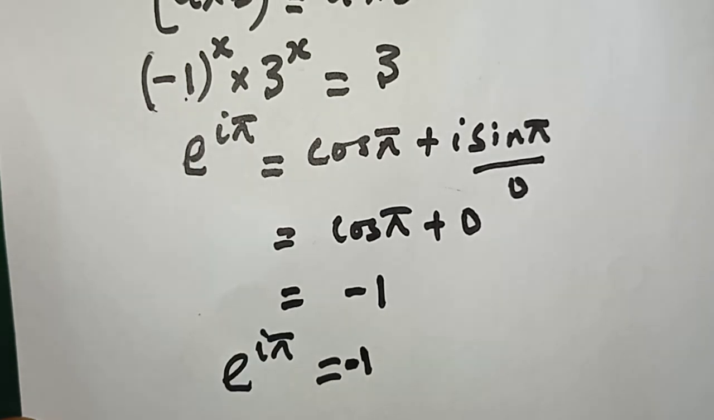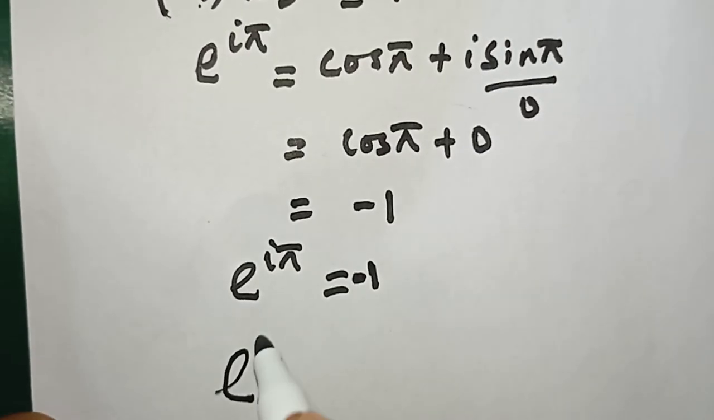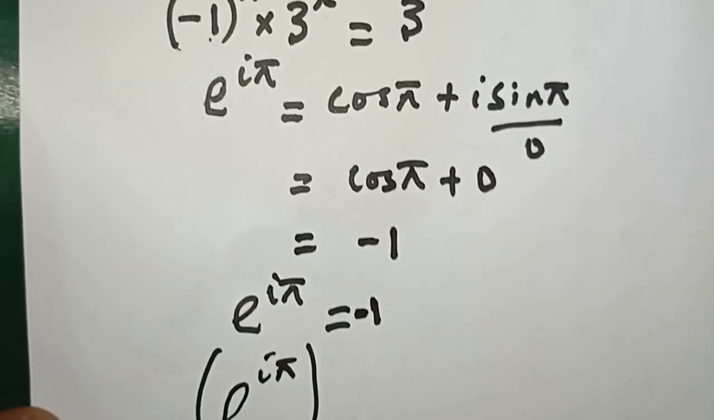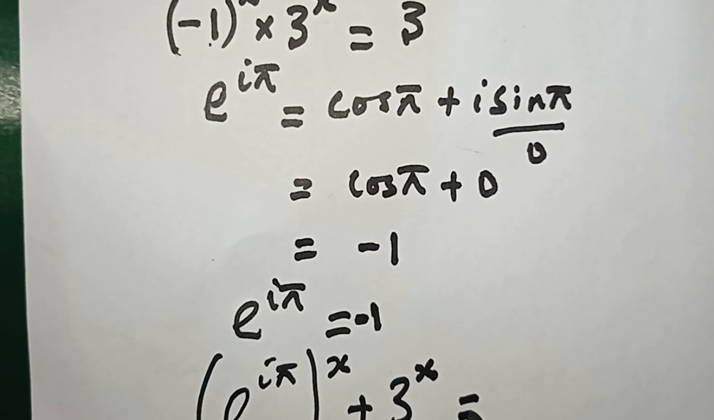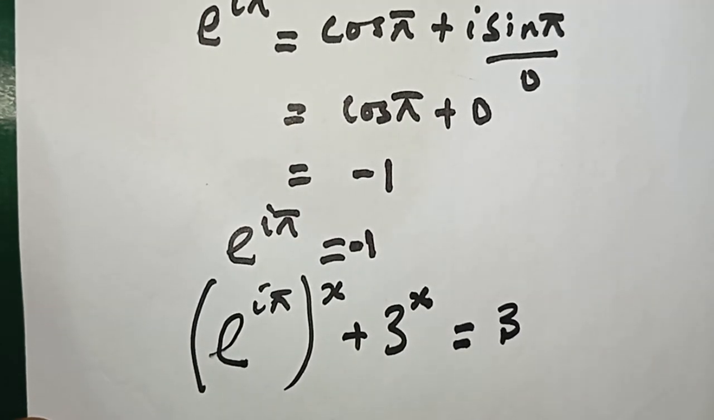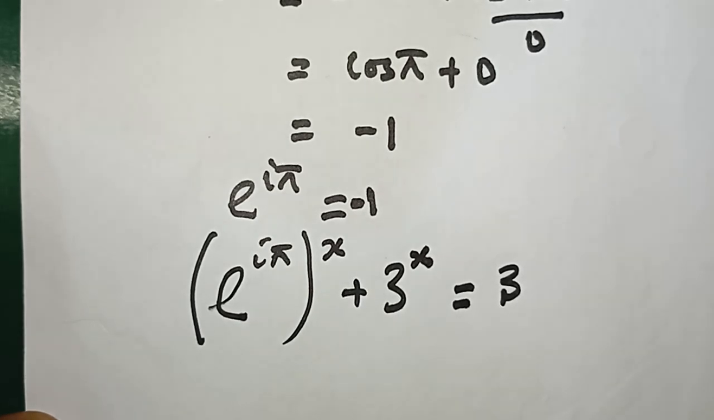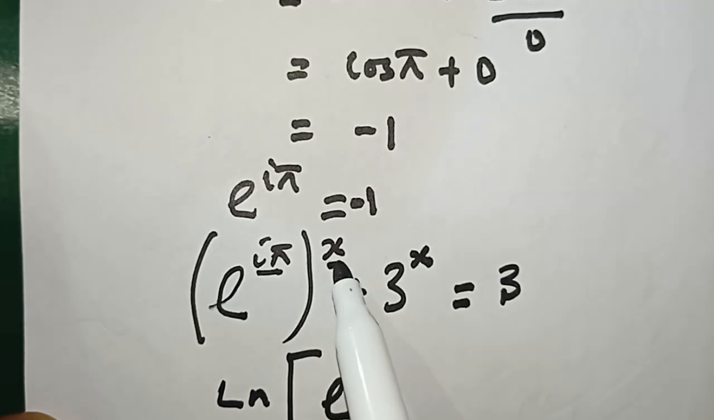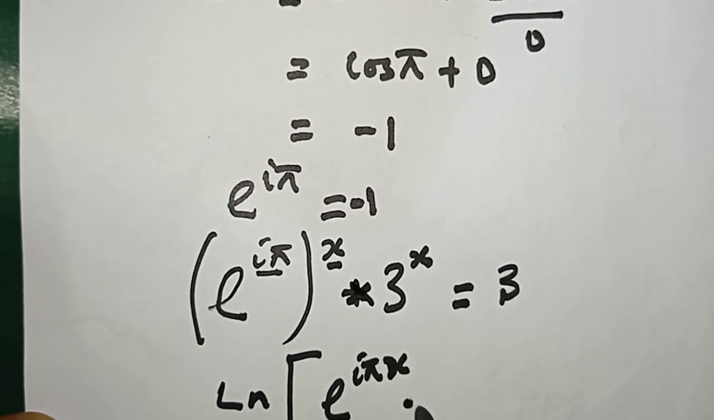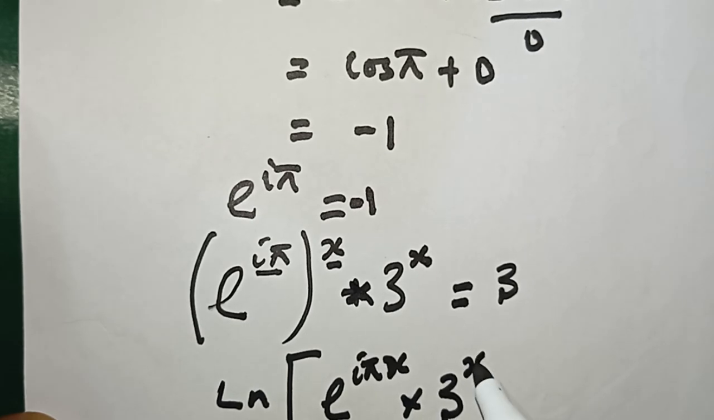If I do that, this is going to change to (e^(i pi)) all raised to power x, don't forget the power x right here, times 3^x, and this will be equal to 3. Now the beautiful thing I'm going to do next is take the log of both sides so that I can bring down all of these unknowns in the power. So if I take the natural log of both sides, I'm going to have the natural log of e^(i pi x) multiplied by 3^x, and this is equal to the natural log of 3.